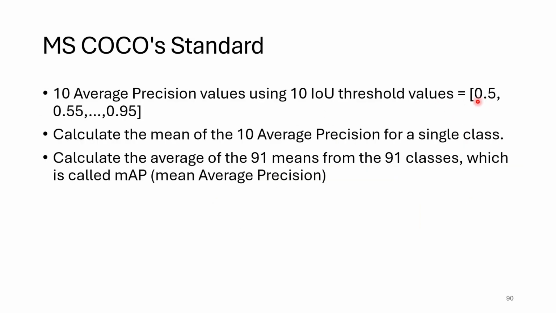And there are several thresholds. If you use 0.5 to 0.95 for 10 scales, and average the 10 scales, you will get the average precision. And for Microsoft COCO, there are 91 classes. If you average over the 91 classes, you will get the mean average precision. So that is the final score for a detection algorithm.